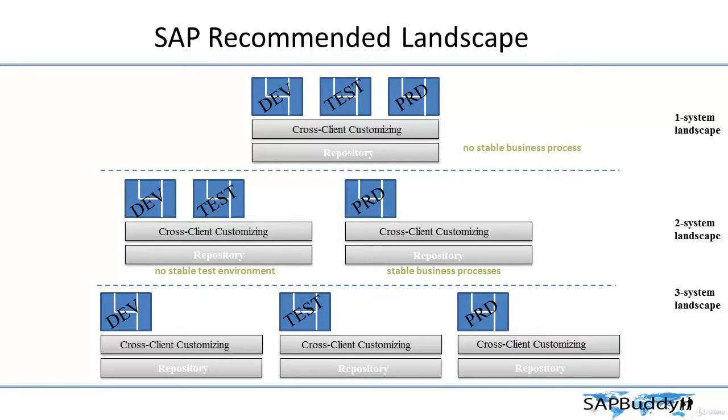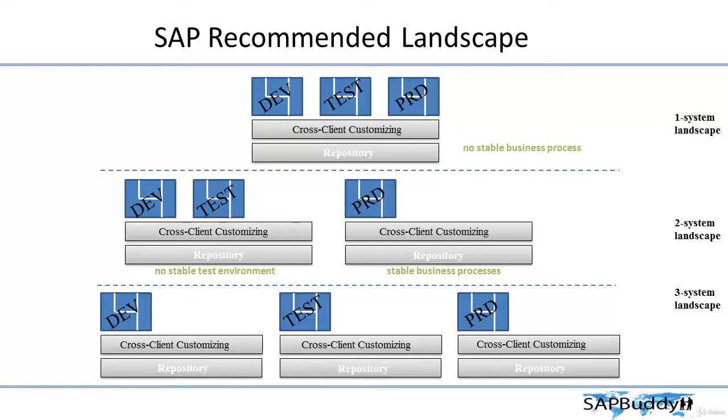So the best way is you should have one development system, and you can have multiple test and productive systems. In that scenario, all the development is going to originate from one single system, so that the customizing as well as the cross-client customizing and repository object will be the same as the development system, so that it does not have any conflict or version problem when you are transporting to test and productive systems.